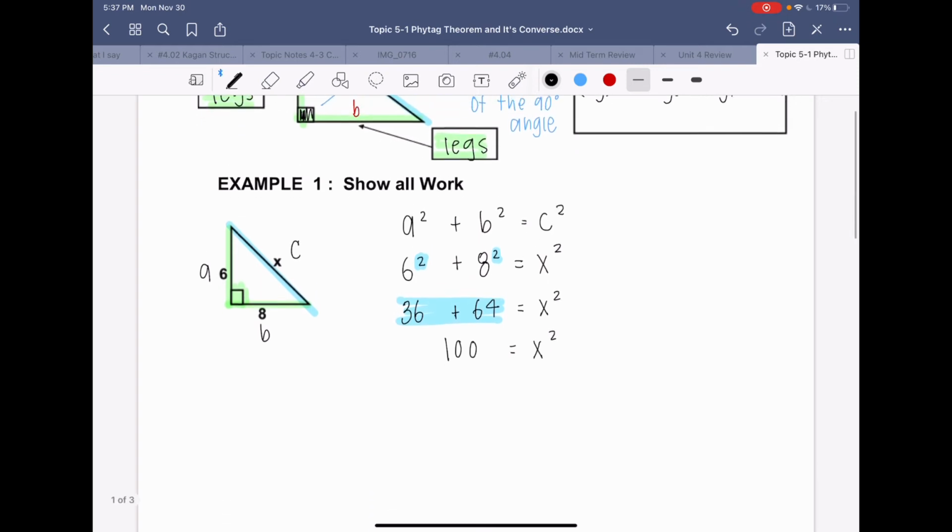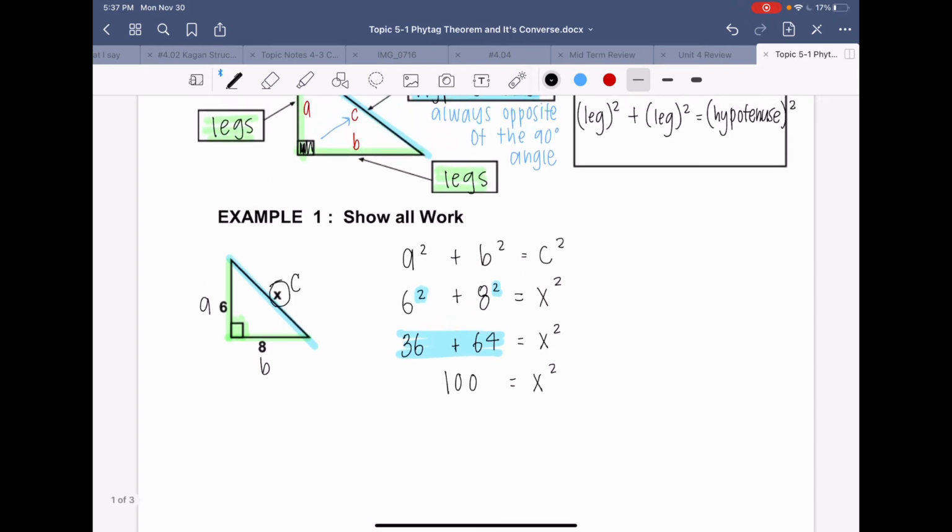All right. And we have to make it look like x. You have to get x by itself. Right now it's being squared. And how you get x by itself, because it's being squared, is taking the square root. And the square root of 100 is 10. So x equals 10. That means the hypotenuse equals 10.